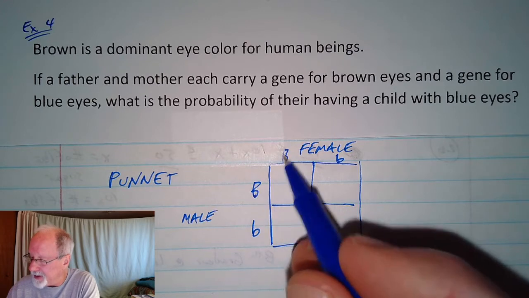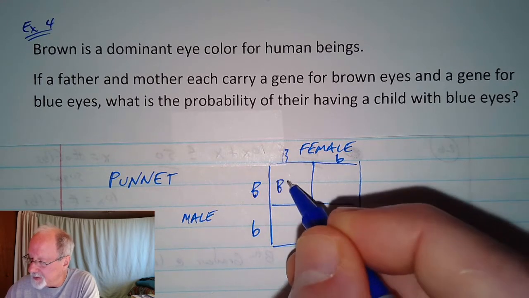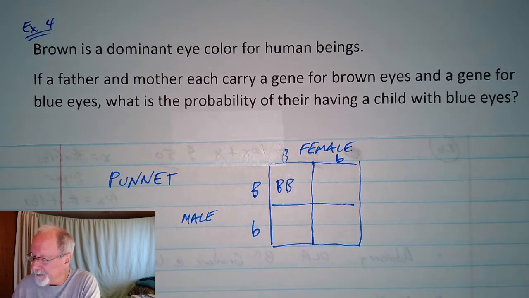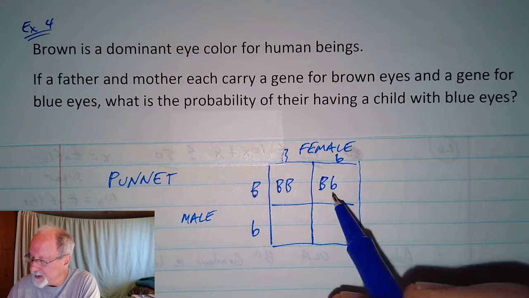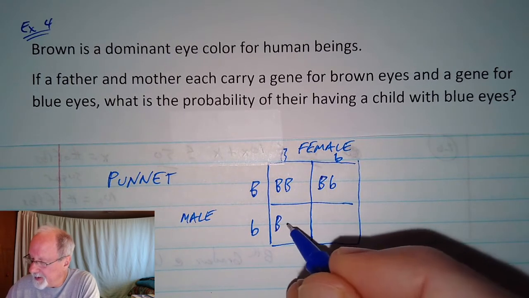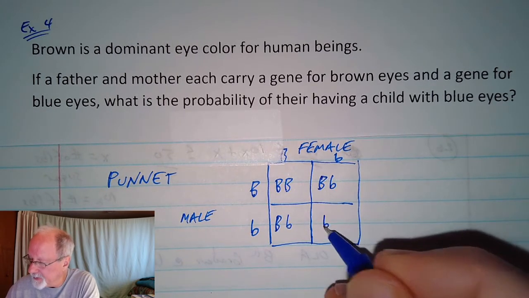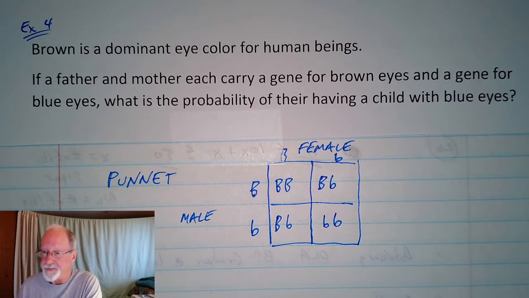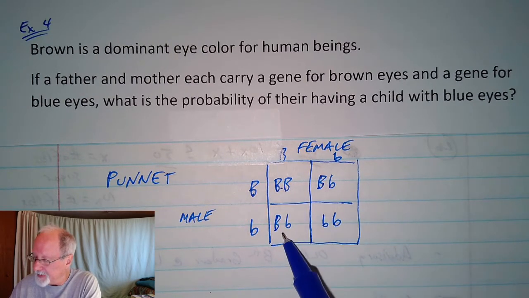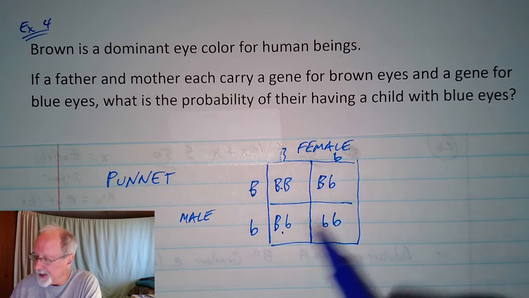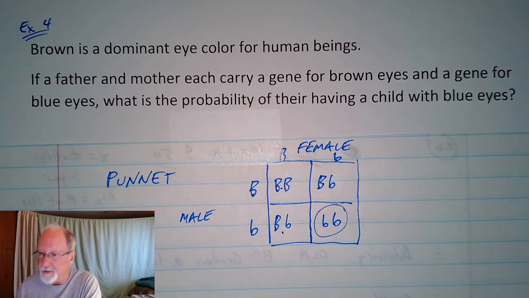So this is a B by B square, so that's the square that's got both dominant brown eye genes. And then over here would be 1 dominant and 1 recessive, and 1 dominant and 1 recessive there, and then 2 recessives in this square. The dominant wins, so these 3 results would result in brown eyes. This is the only one that would result in blue eyes, the recessive gene.